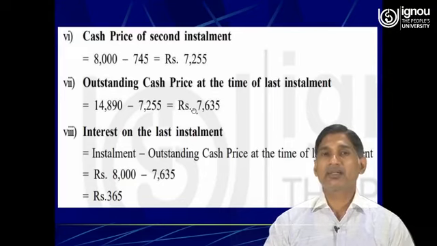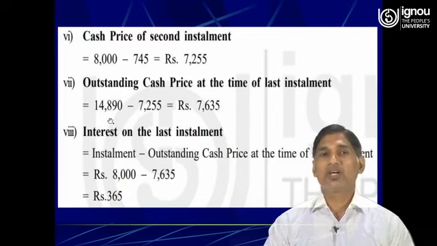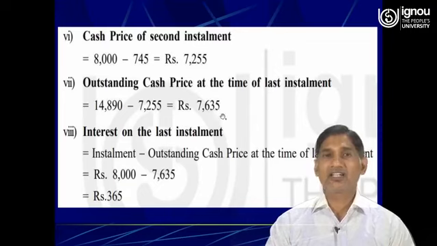Now the outstanding cash price at the time of the third installment. The outstanding cash price at the time of the last installment is 14,890 minus the cash price of the second installment, 7,255. So it is 7,635, the outstanding cash price at the time of the last installment. So interest on the last installment is very simple, 8,000 minus 7,635. So this is 365.